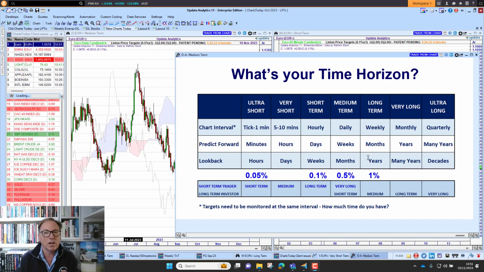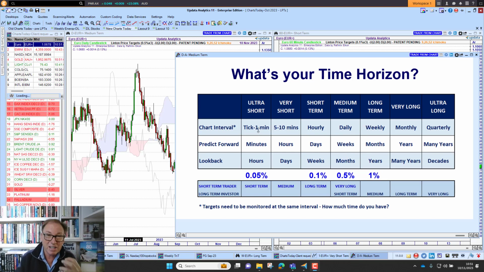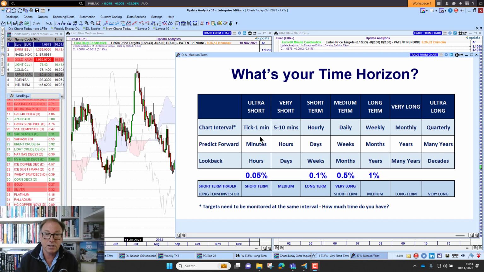And I might have a look at the long-term chart, and if I really see a critical situation, I might go right down to the short-term chart. But this idea of time horizon is really critical, and the unit sizes that we use for the targets are aligned to those charts. So that's really key.